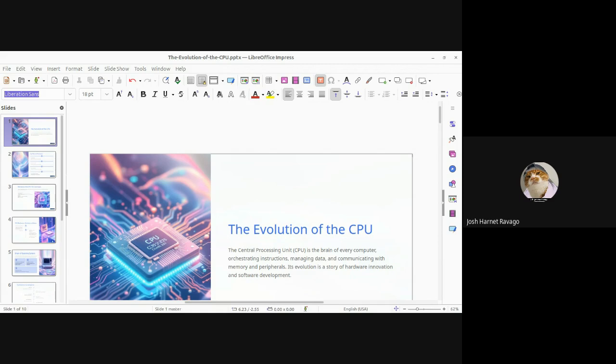Then we have Kali Linux in 2013, a security-focused Linux distribution used for penetration testing and digital forensics. And then we have Windows 11, the modern Windows operating system, with improved GUI and better support for multitasking and hybrid workloads.